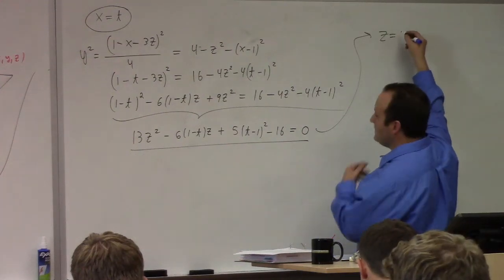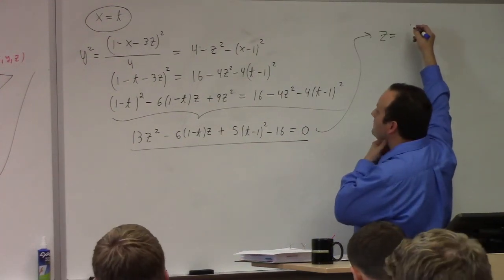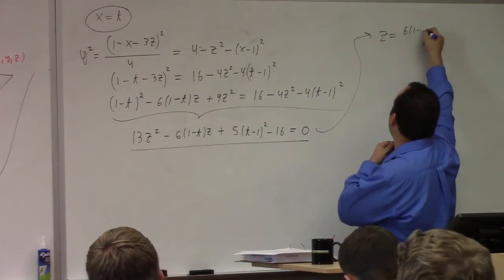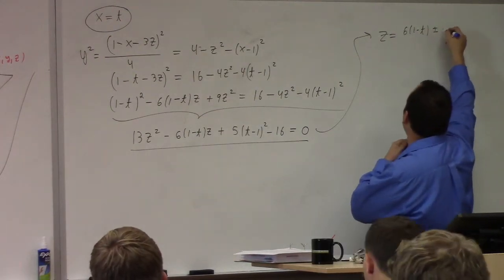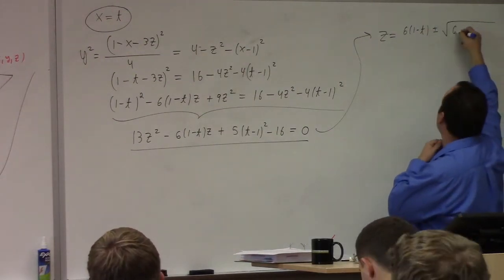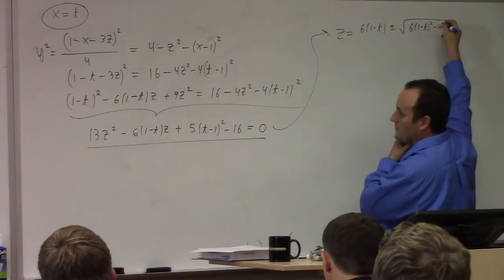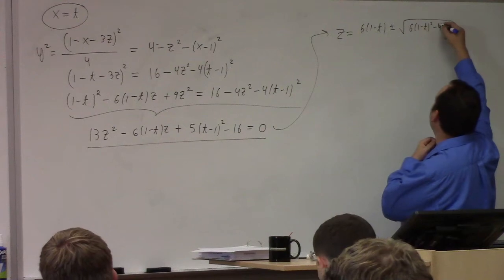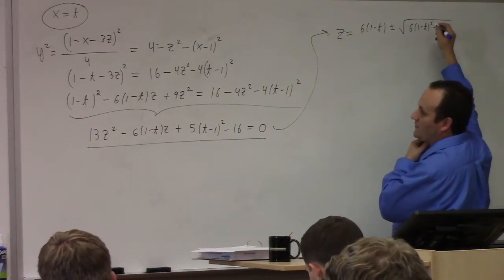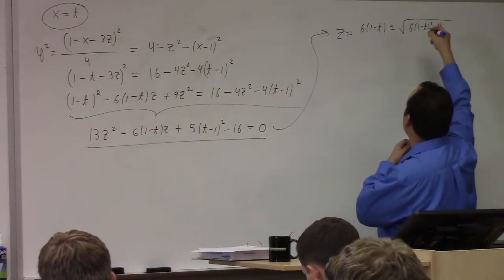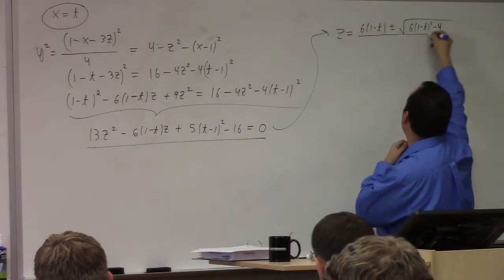Z is equal to 6 times (1 minus t) plus or minus the square root of 6 times (1 minus t) quantity squared minus 4. I'm getting tired of writing this out. It's your homework, not mine. I don't know. There may be an easier way to do this, though. And so forth. Let me just stop here rather than wasting our time.